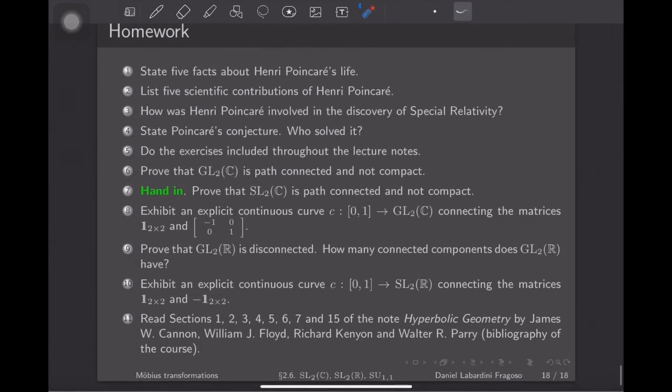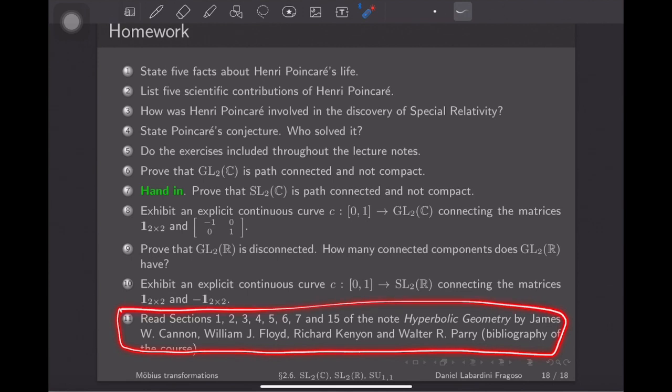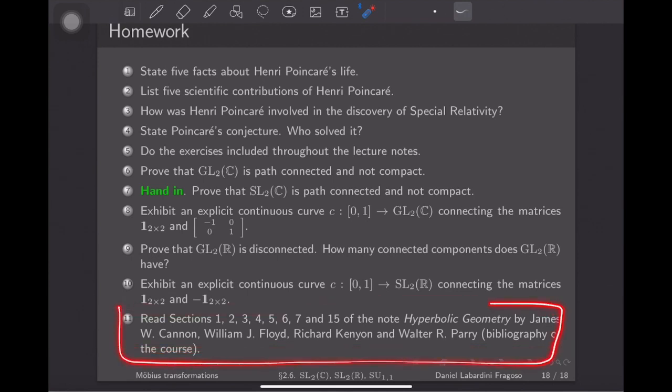So some homework to hand in: to prove that SL2C is path connected but not compact. I would say it's a very beautiful exercise, especially this path connectedness. And yeah, then also I want you to start reading something. This is not very hard to read, and it will give you an insight of what we're going to see starting next week with the several models of the hyperbolic plane.